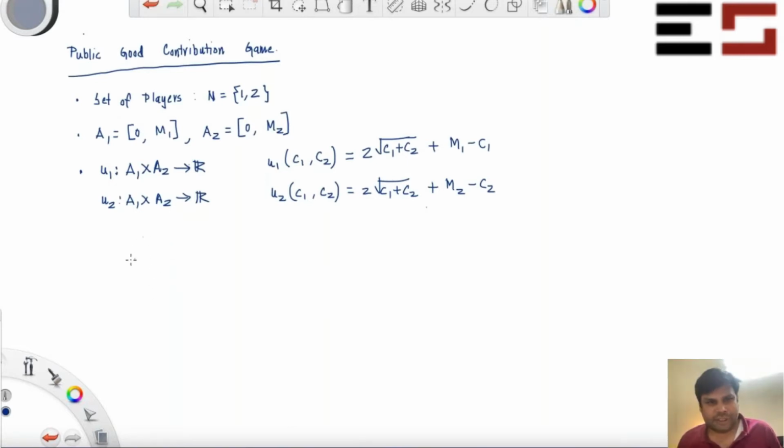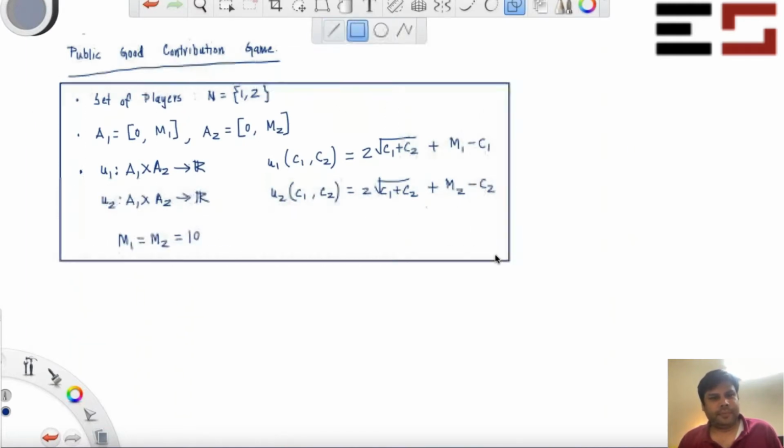So maybe let's assume that both have the same amount of pocket money, which is 10. Now let's solve this problem. This is the public good contribution game, and now we are going to solve for Nash equilibrium. Is the game clear to everyone?